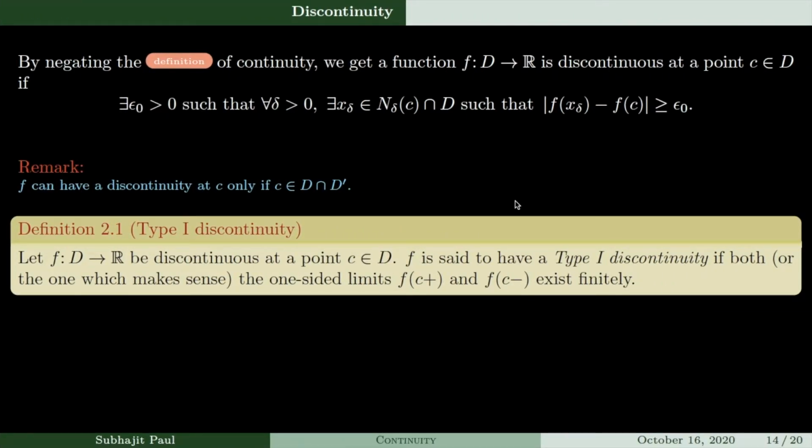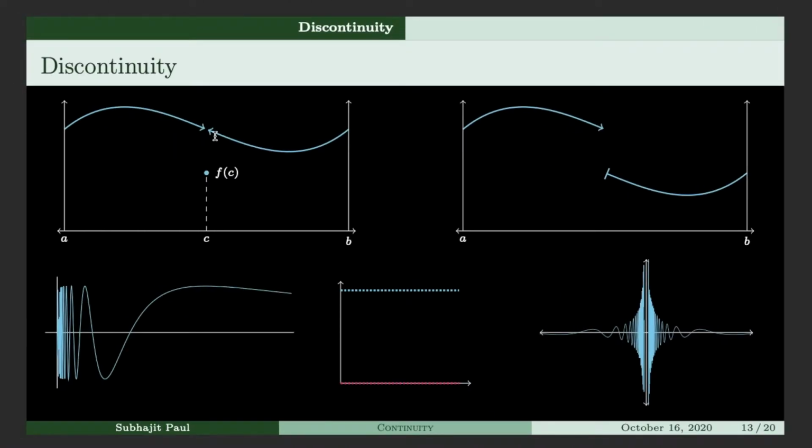So the type 1 discontinuity is something within our control. The limits of both sides of the function exist. The function is bounded, the function is approaching a certain value. So the function is well behaved in a neighborhood of the point. So this is the left-handed limit, this is the right-handed limit. They exist. And in this case, they are even the same. In this case, the left-hand limit and right-hand limit both exist, but they are not the same. Both of these two are called type 1 discontinuity. Type 1 discontinuities are better behaved discontinuities.